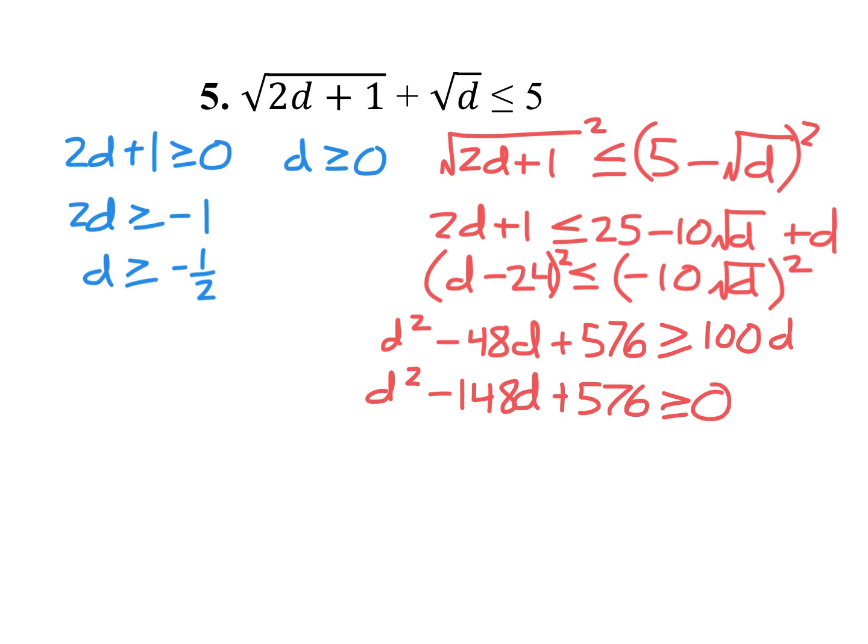All right, we have a quadratic inequality. Remember, to solve a quadratic inequality, you solve the related equation. This actually is factorable. 4 times 144 is 576.